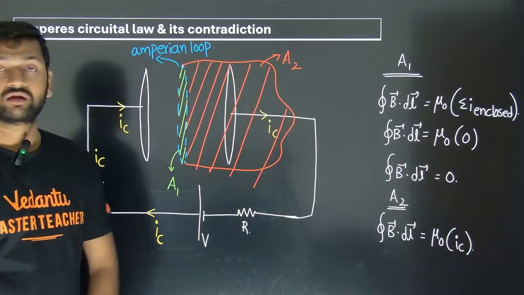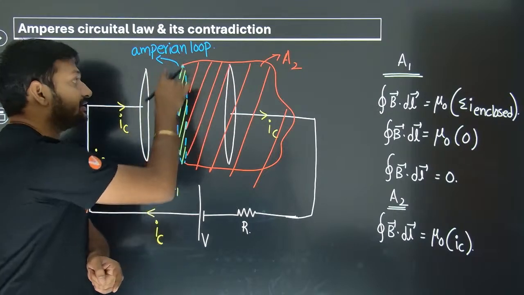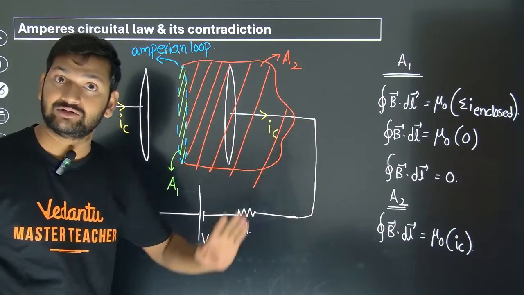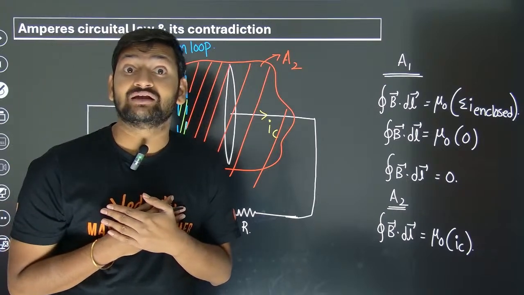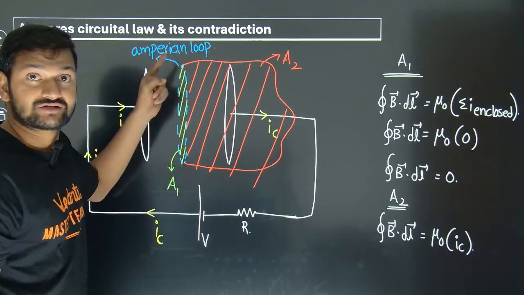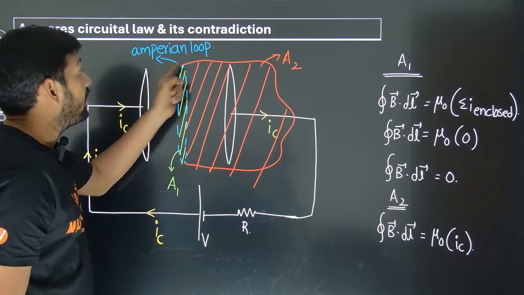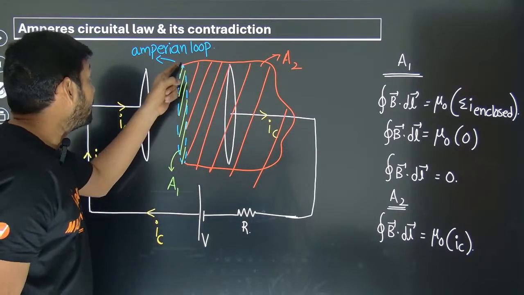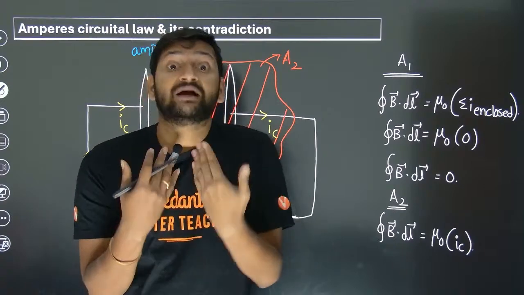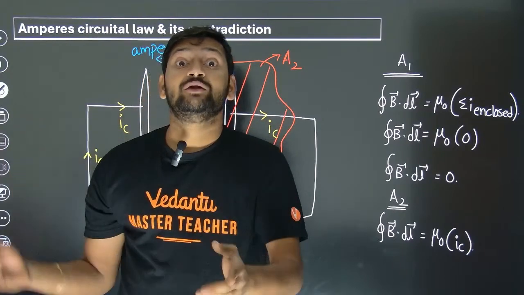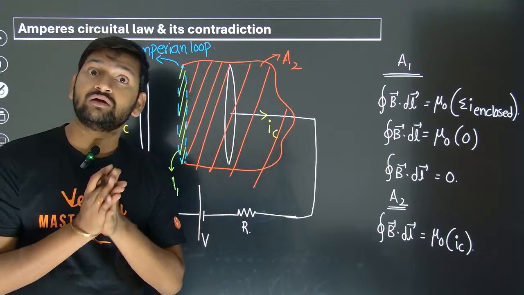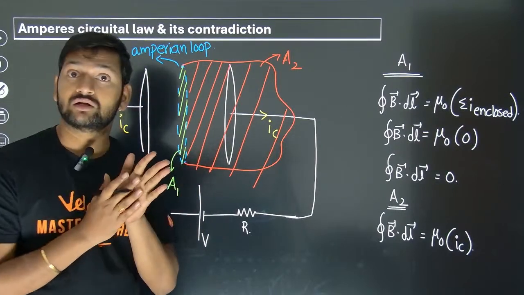Come on, man. We are traveling on the same Amperian loop. So if we are traveling on the same Amperian loop in the case of A1 as well as A2, I should get the same B dot dl. You only imagine, you assume that you are walking on this. Whether you take the area bound by the loop to be A1 or A2, as you are walking on the same loop, you will come across the same magnetic field. If you come across the same magnetic field, then B dot dl for the loop should come out to be the same. But is it coming out to be the same? No.